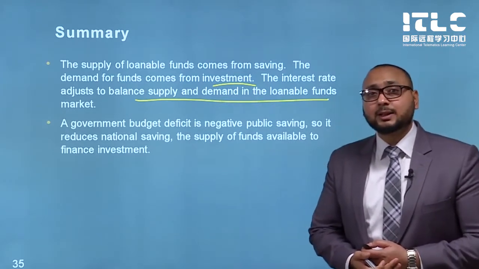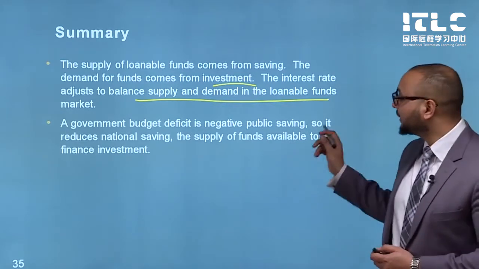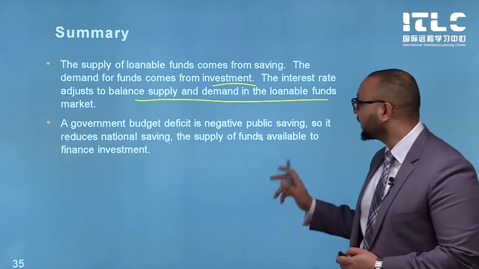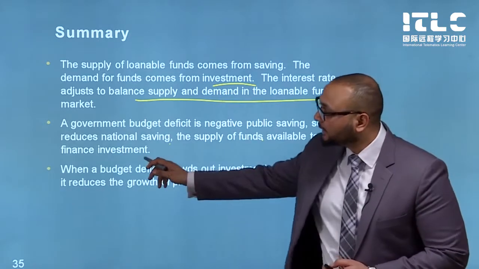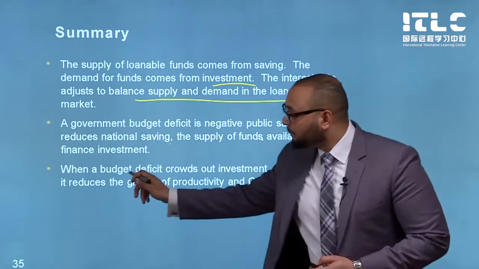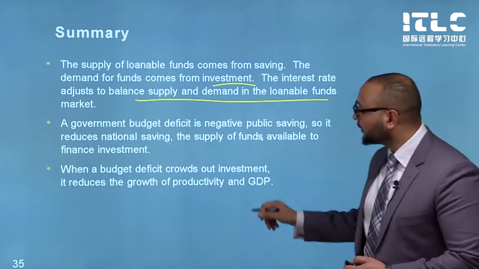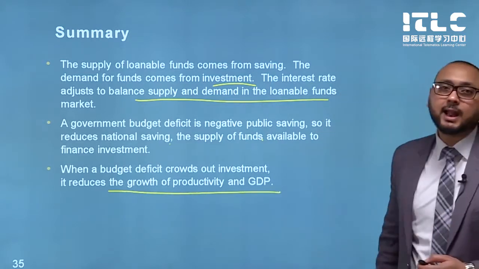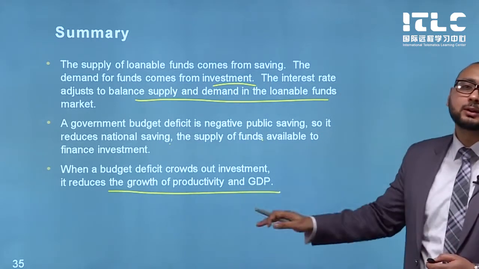A government budget deficit is negative public saving, so it reduces national saving, the supply of funds available to finance investment. And when the budget deficit crowds out investment, it reduces the growth of productivity and GDP, and also reduces the standard of living.